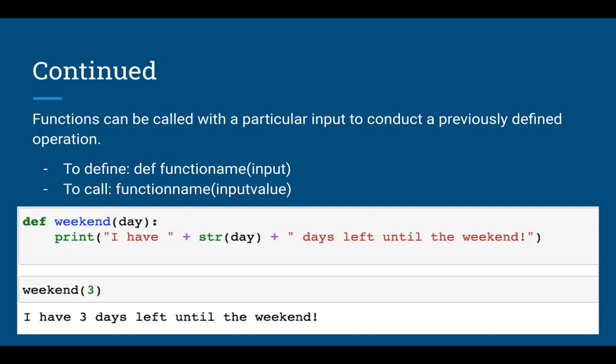So for example, in this first box in Jupyter Notebook, I defined this function with the name weekend, having an input of whatever day, and then used that input value to create this function that says I have however many days left until the weekend. And then you can see in the next line, even though that's not in the same box where I defined it, I was able to call it by having that function name and inputting something for that value.